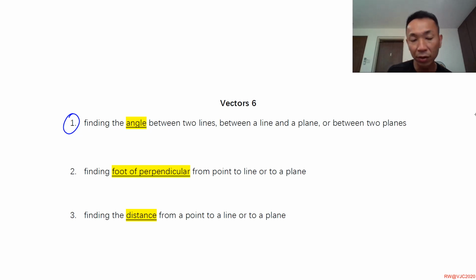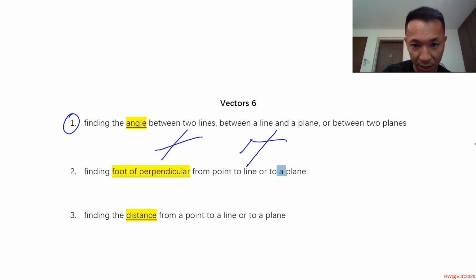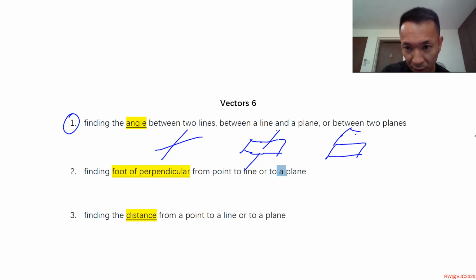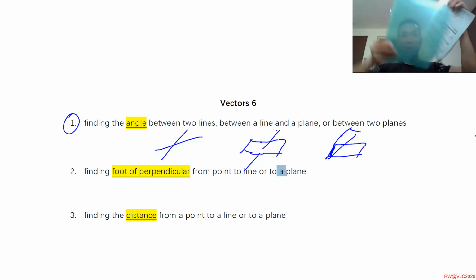Angles between what? Angles between two lines. Alright, you have two lines in space, and then you have the angle between two lines. And the angle between a line and a plane. You have a line, you have a plane. Oh, poor drawing, sorry. This is really horrible. So you have a line, and then like that, and you want to have an angle between a line and a plane. Alright. And lastly, if you have two planes, you'll find the angle between one plane and another plane.